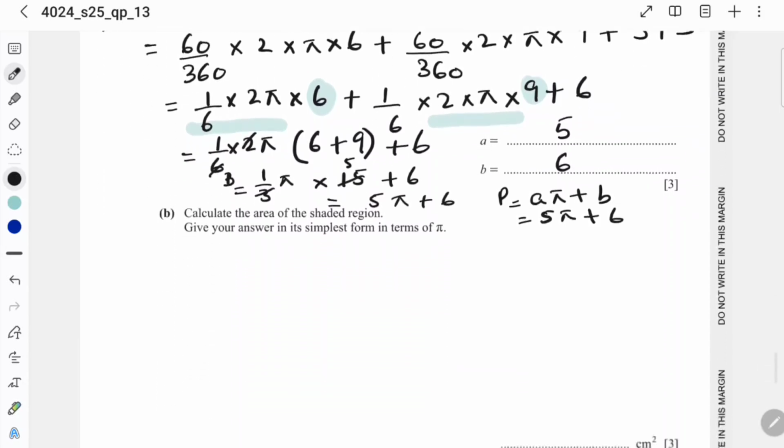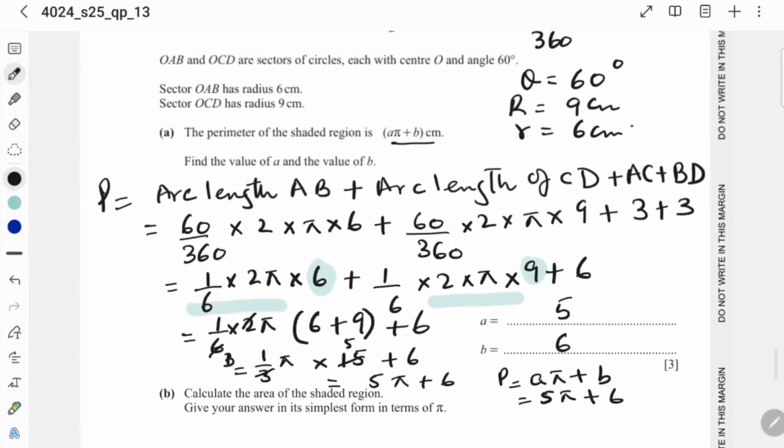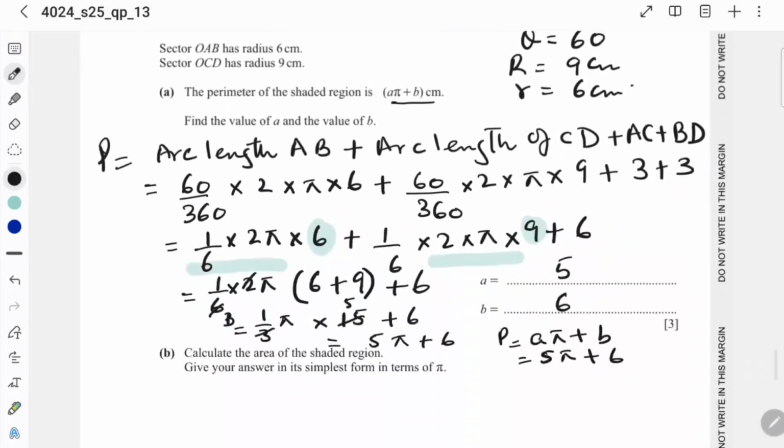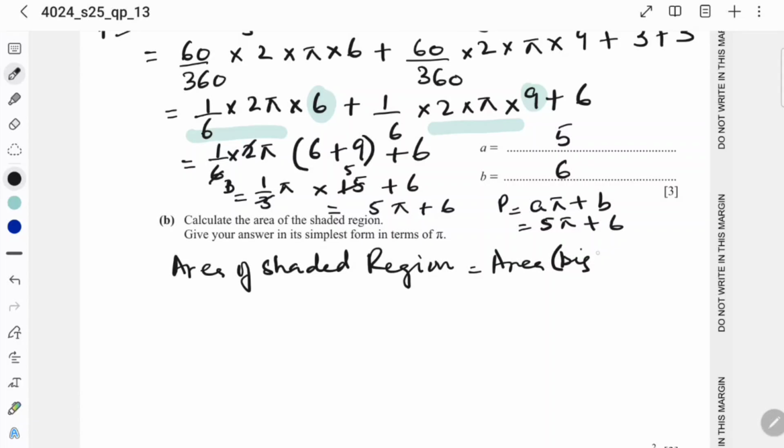And we have another 3 marks question. Calculate the area of the shaded region. Area of the shaded region means area of the whole minus area of the unshaded. Area of the shaded region means the area of the bigger sector minus the area of the smaller sector. This also I'm doing together, okay?